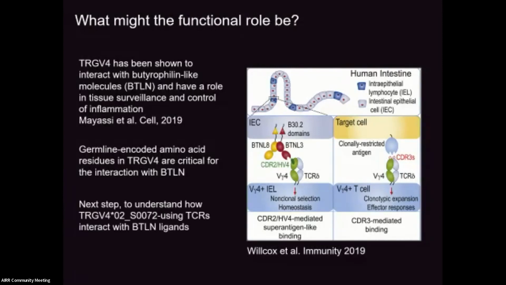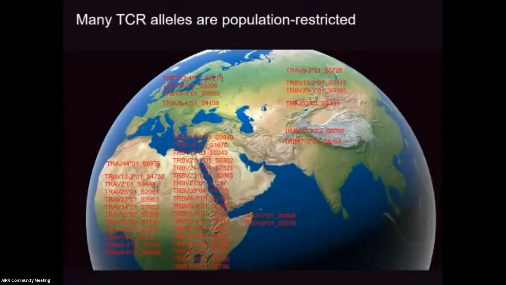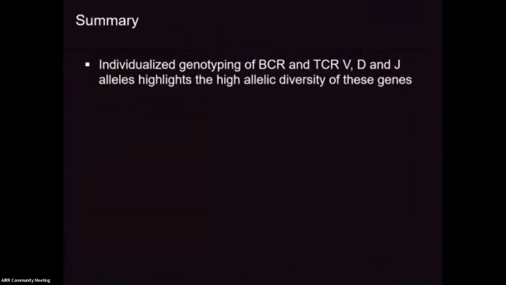So the next step for us is, of course, to understand how TCRs that use this allele interact with these ligands. And this could be of relevance, for example, in celiac disease, because there's an accumulation of TCR gamma delta T cells in the intraepithelial lymphocyte compartment. And this shows you the population restriction of some of these alleles. Again, just like for IGH, we see many alleles that are only found in sub-Saharan Africa. We see quite a few that are only found outside of Africa. So the picture is really similar between these groups.